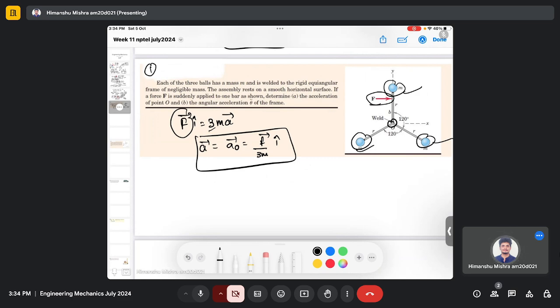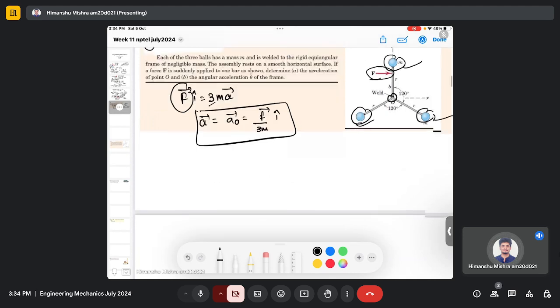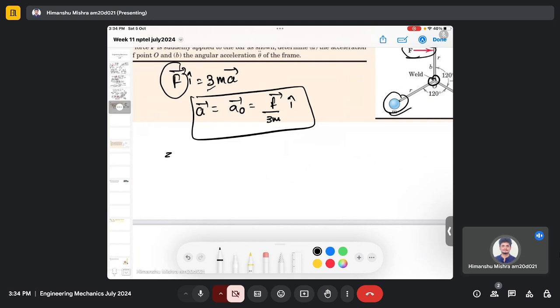Now to define the angular acceleration, we will be using the moment principle. Just recall that the moment equals the rate of change of angular momentum. So first let's describe the angular momentum, then we will define the rate of change of angular momentum by taking the derivative of angular momentum with respect to time, and that quantity is equal to the summation of moments. So my angular momentum will be 3.